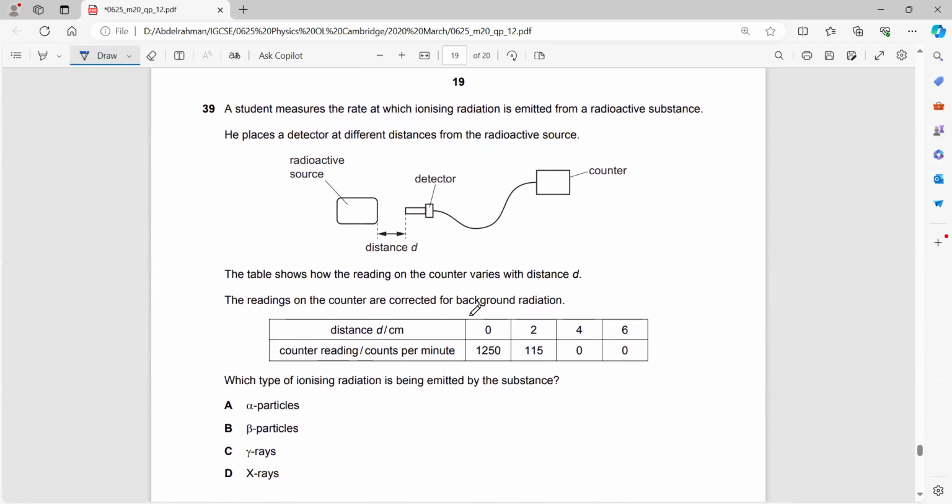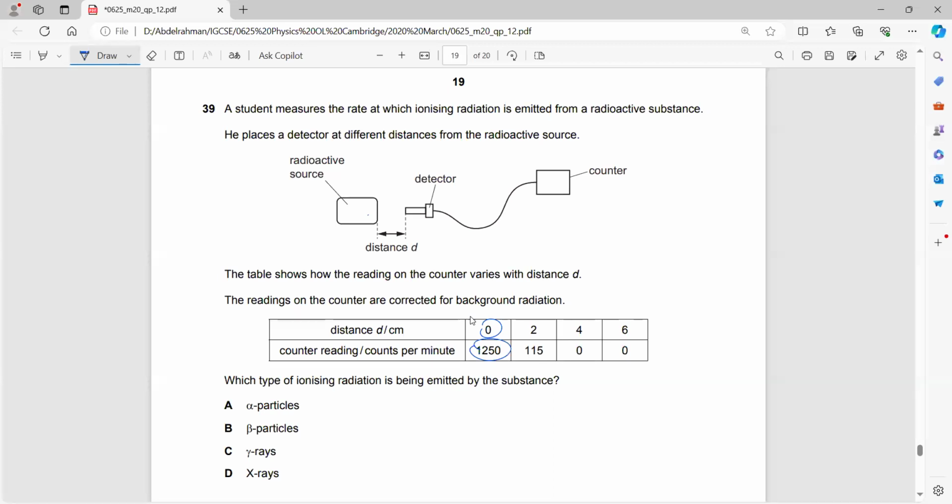A student measures the rate. Which type of ionizing radiation is being emitted by the substance? We have a distance d between the source and the detector. When the source was actually touching the detector, the distance was zero and the reading was 1,250.